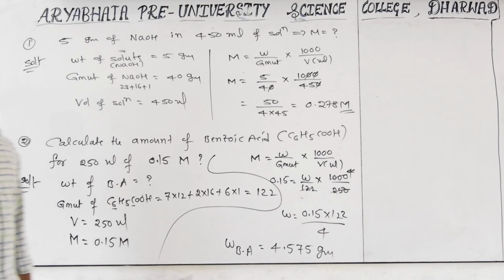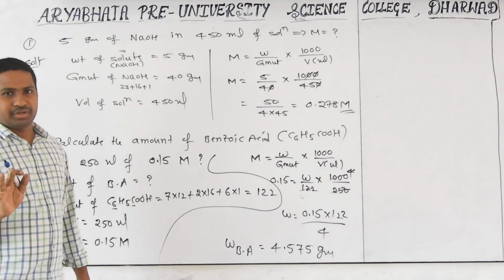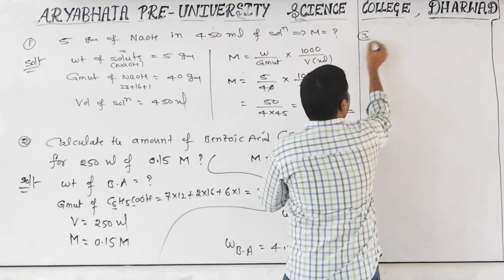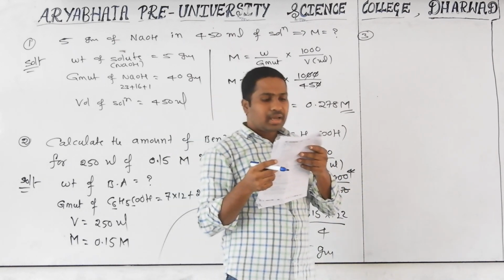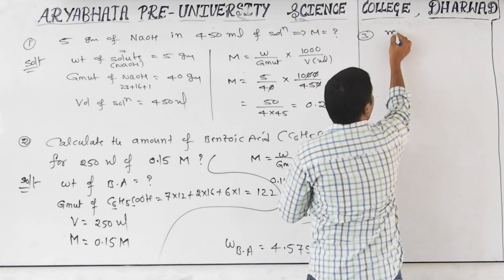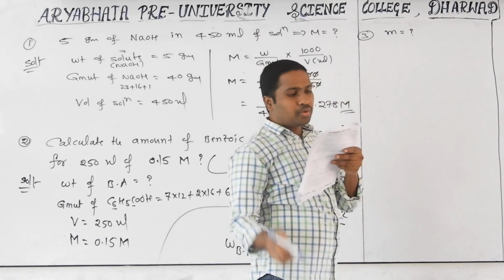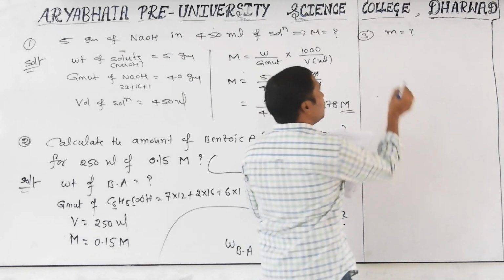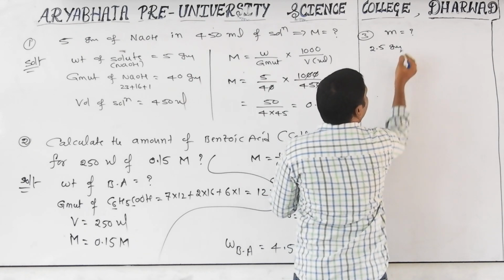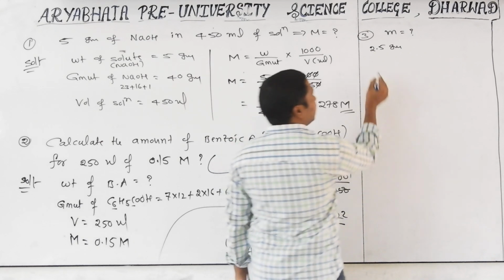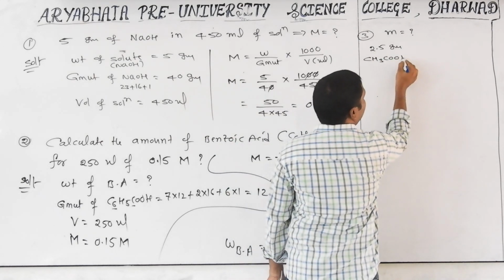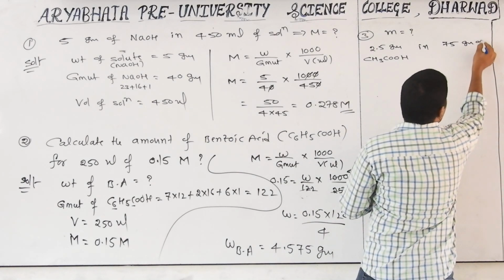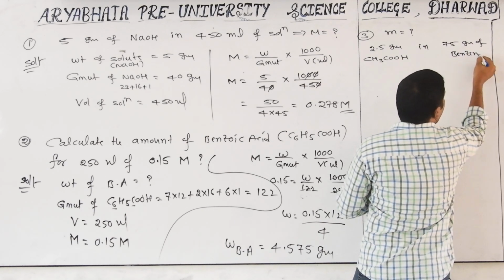Any difficulty? No. It is just the given terms, related formula, substitution and simplification. Now you see one more problem related to this one. Third problem, I will write what is given. What is the molarity of the solution? Given: 2.5 grams of ethanoic acid, that is acetic acid, CH3COOH, in 75 grams of benzene.